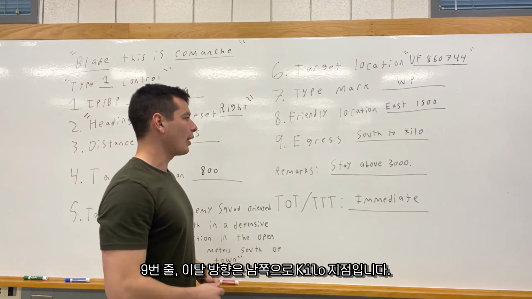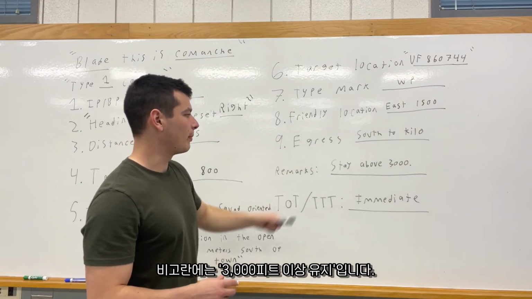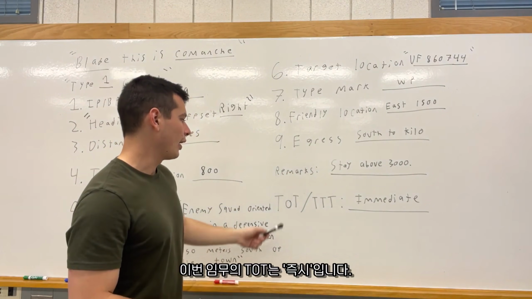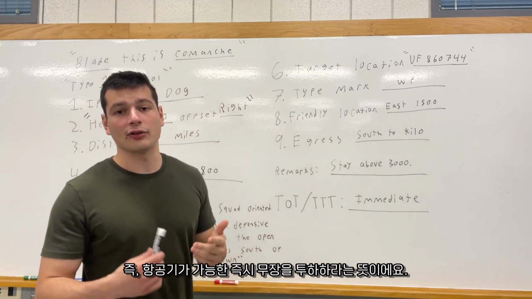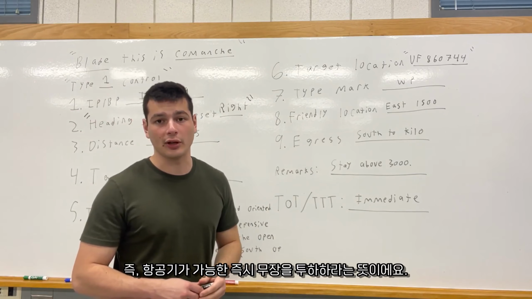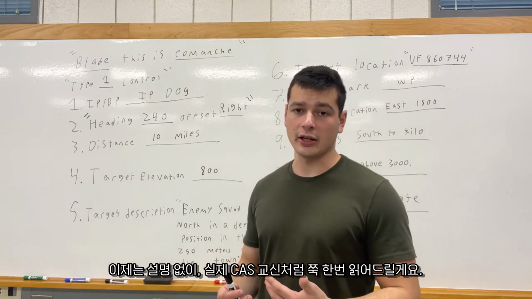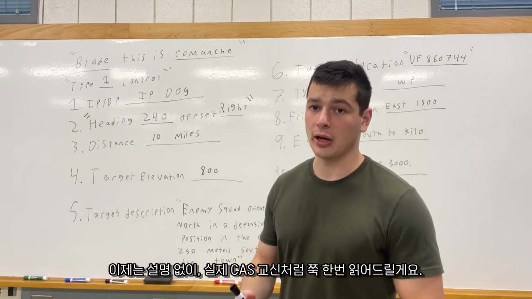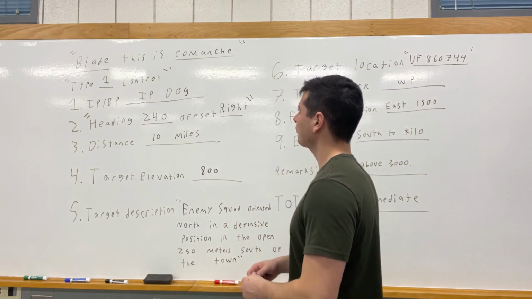And line 9, egress, pretty simple here, egress south to Kilo. Remarks, stay above 3,000 feet, and our time on target or time to target, in this case, immediate, meaning as soon as the aircraft is able to release that ordnance, it's going to release that ordnance. So I'm gonna rattle off the whole thing so that you guys can hear what an actual CAS would sound like without me jabbering in between and kind of trying to explain everything.